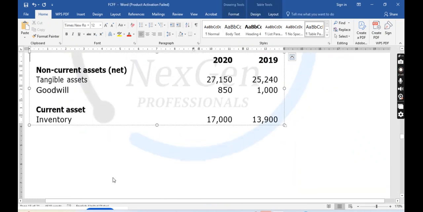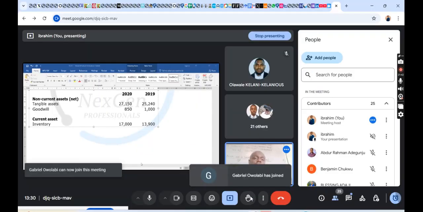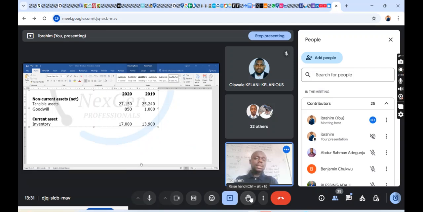Now, the question is, which year are you using? It is historical, class. It is historical. Now, you cannot start from 2019. It is the current year, which is 2020. You pick the cost for the year 2020, right? You pick the what? The cost for the year 2020.